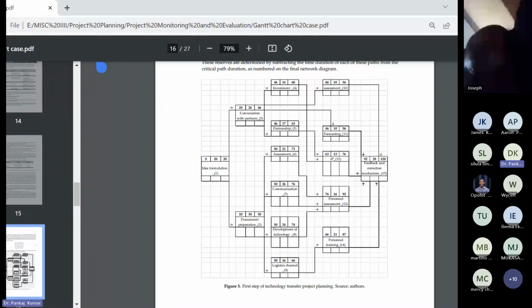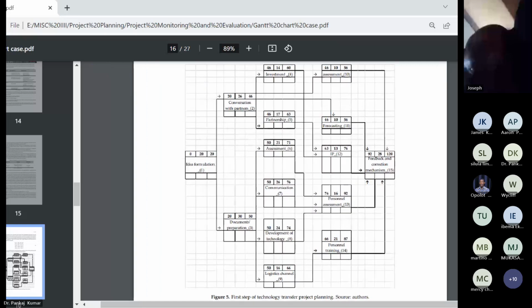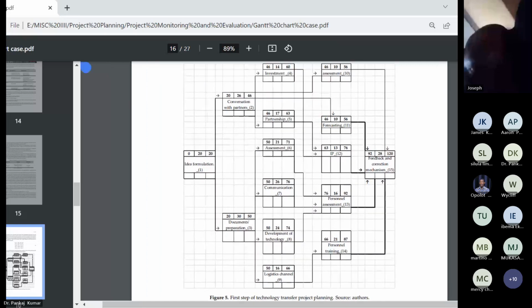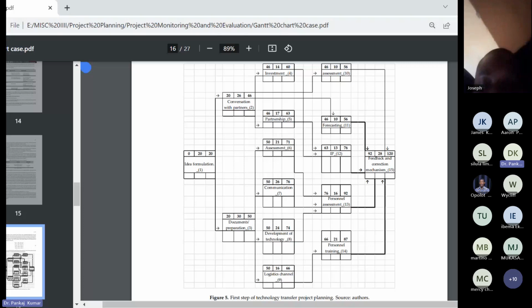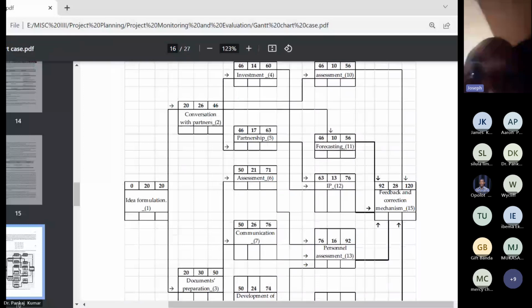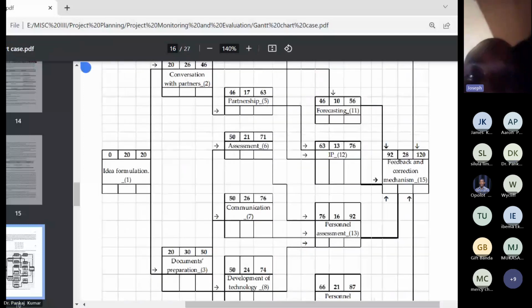Is it visible to you? So here a lot of activities have been shown, like idea formulation, document preparation, conversation with partners, investment, partnership, assessment, communication, development of technology, logistic channels. Doc, maybe you increase the size. You zoom it. Yes, again a bit. Okay. Thank you.